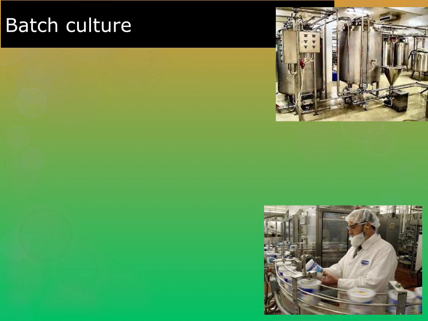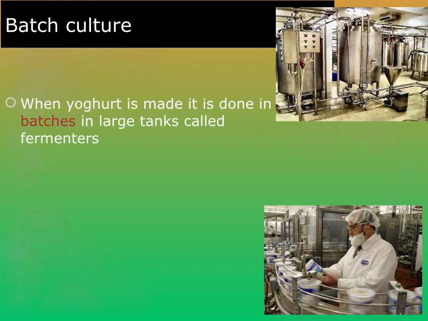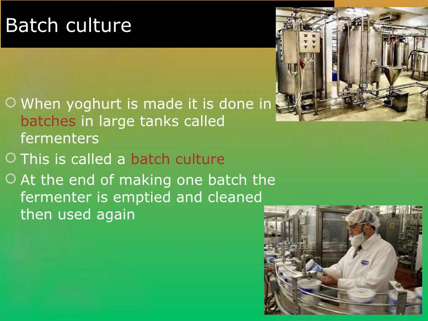So there's a difference between batch culture and continuous culture. Yogurt is an example of batch culture. So when yogurt is made, it's done in batches in large tanks called fermenters. This is what we call batch culture. At the end of making one batch, the fermenter is emptied and cleaned, then used again.